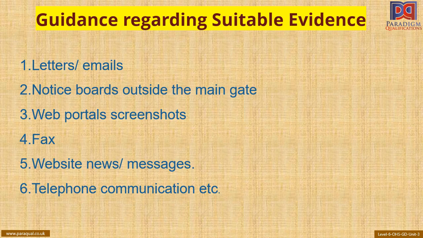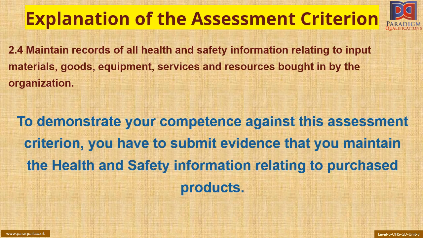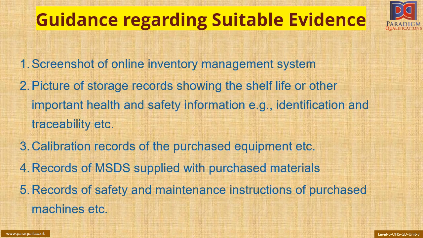parties. 2.4 is to maintain records of all health and safety information related to the input materials and goods, equipment, services, and resources bought in by the organization. You have to submit evidence that you maintain the health and safety information related to all the purchased products and services.